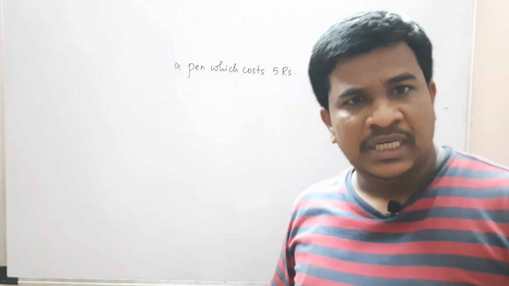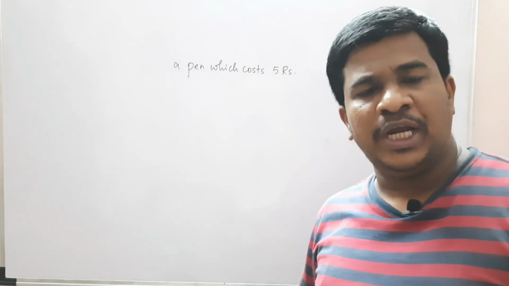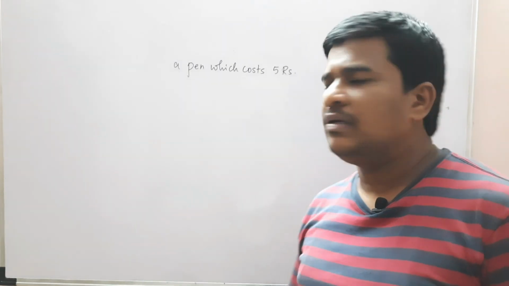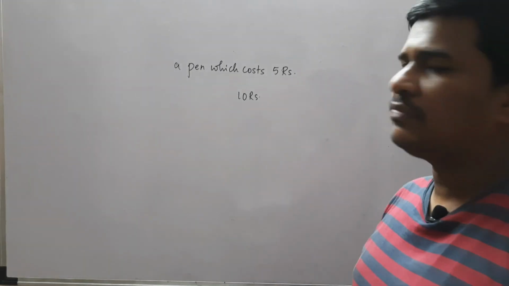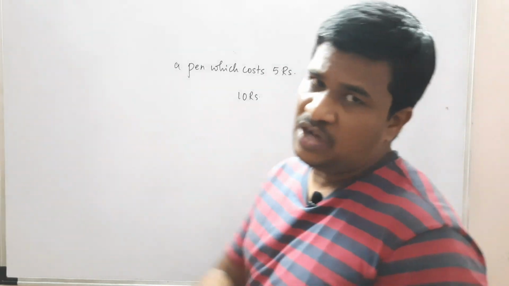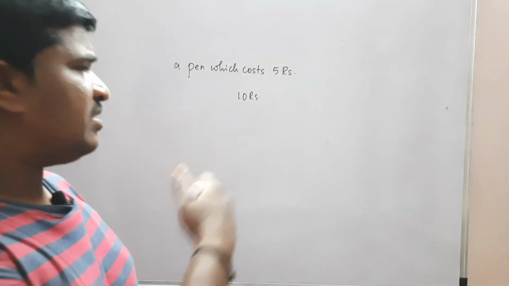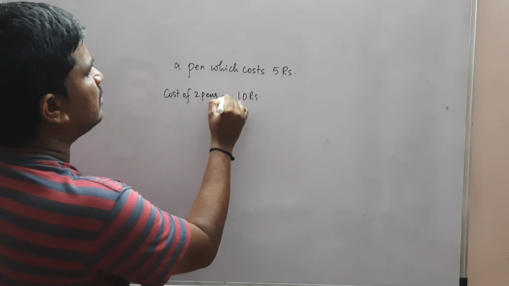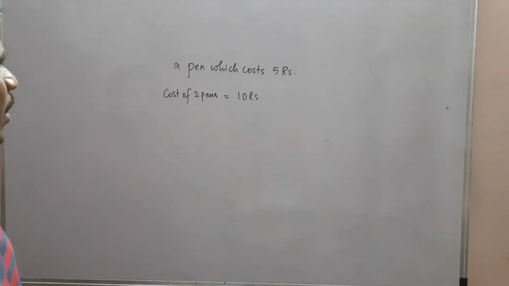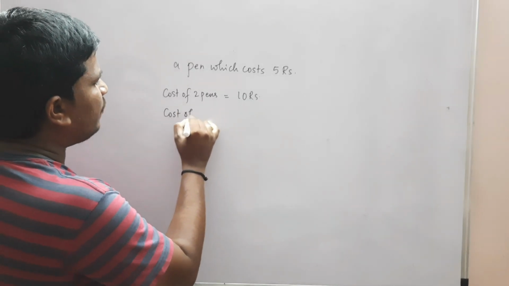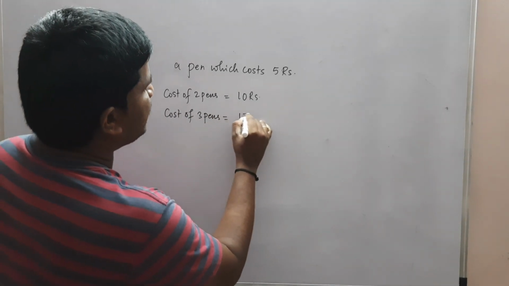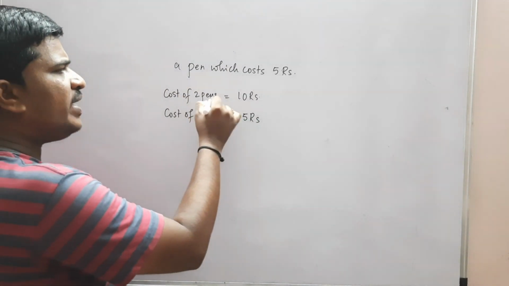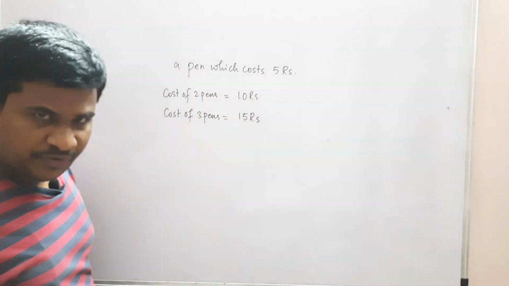If the same student wants to buy 2 pens, obviously how much does the student have to spend? Your answer will be 10 rupees. Because the cost of one pen is 5 rupees, the cost of 2 pens is 10 rupees. So you are clear with this. Similarly, I can find the cost of 3 pens. This is 15 rupees. So how did you get the cost of 2 pens as 10 rupees? How did you get the cost of 3 pens as 15 rupees?